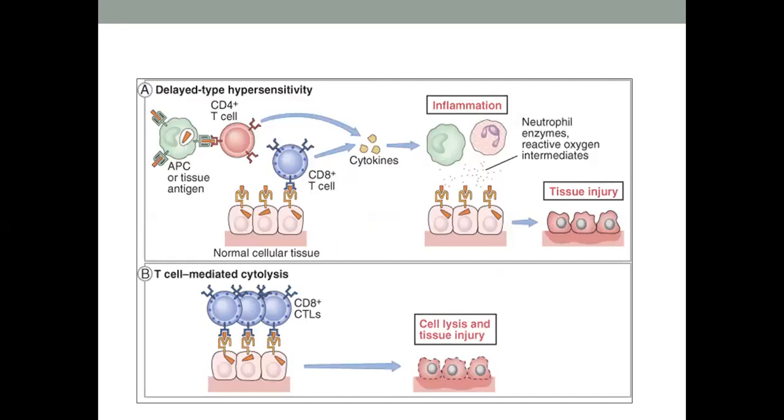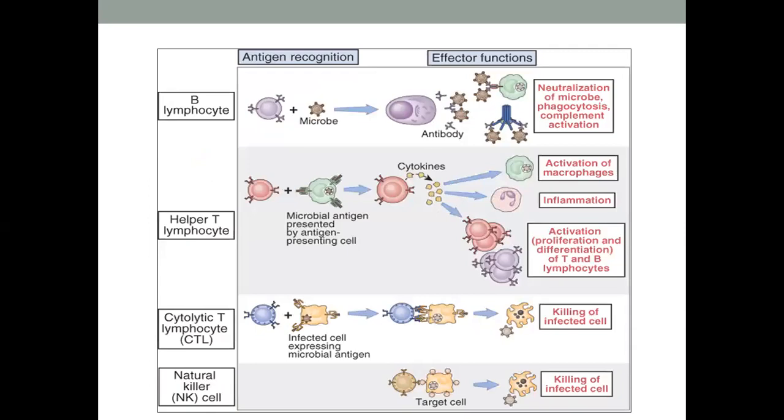So these pictures show you the types of immunity: hypersensitivity, delayed type hypersensitivity, and T cell mediated hypersensitivity reaction. This delayed type hypersensitivity reaction is produced because of the CD4 helper cells, causing a delayed reaction, which we will learn in detail in hypersensitivity reactions. This delayed type hypersensitivity reaction causes inflammation and tissue injury, and the T cell mediated cytolysis causes the destruction or lysis of the cells.